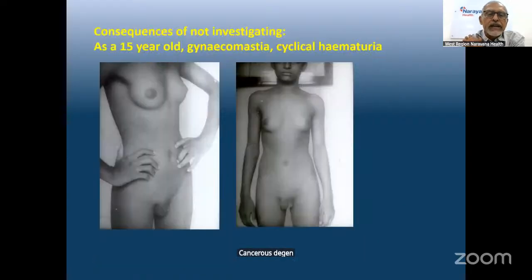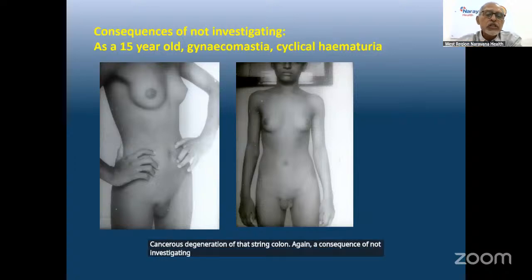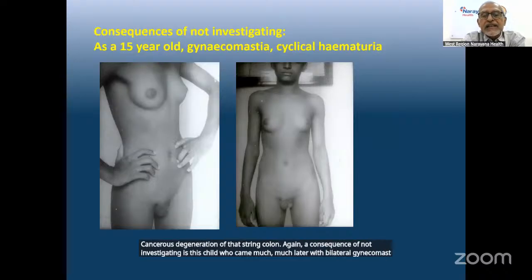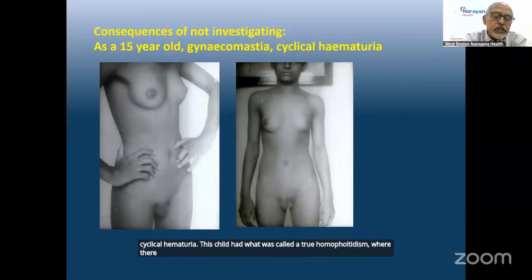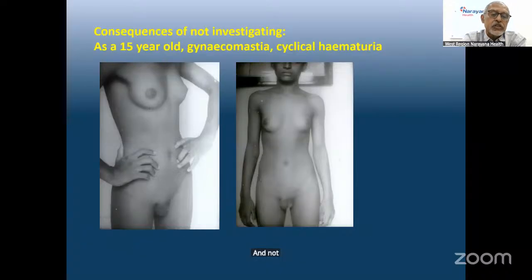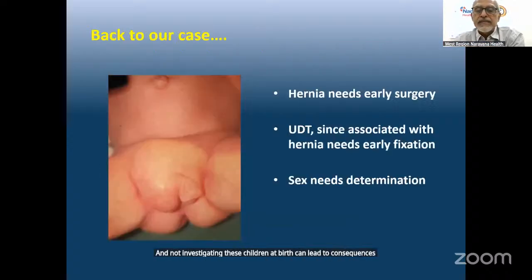And if we had not removed that streak gonad, then this child would have been prone to cancerous degeneration of that streak gonad. Again, a consequence of not investigating is this child who came much, much later with bilateral gynecomastia and classic cyclical hematuria. This child had what was called a true hermaphroditism, where there is an ovarian tissue and a testicular tissue, and not investigating these children at birth can lead to consequences like this.